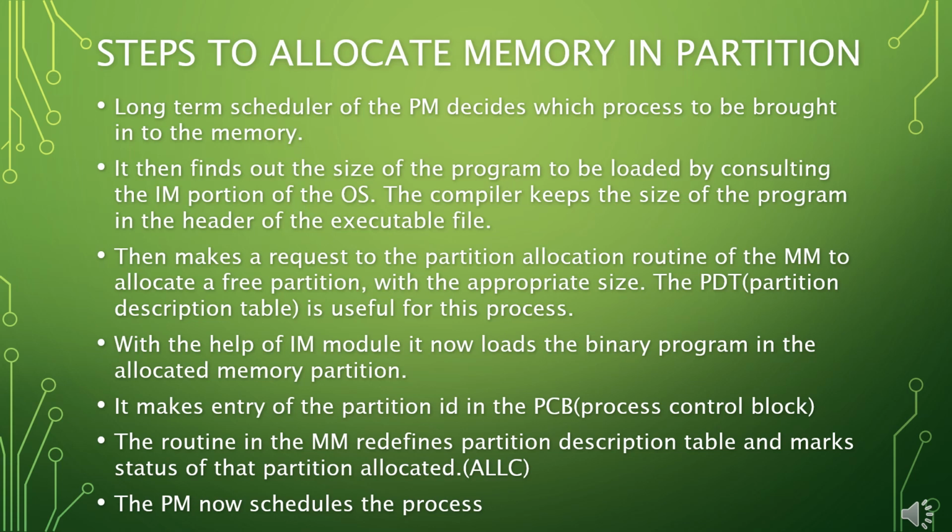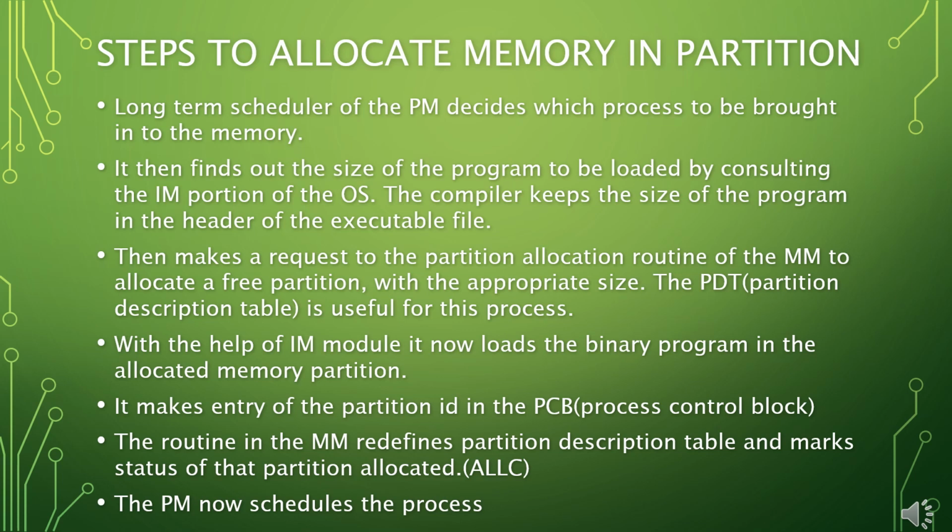Now, what are the various steps involved in allocation of a partition in case of fixed or variable partitioning? We'll focus more on fixed partitioning. When a process is to be allocated a partition, the following steps are followed. The long-term process scheduler of process management, that is PM, decides which process is to be brought into memory. It then finds out the size of the program to be loaded by consulting the IM. IM is the information management portion of the operating system.